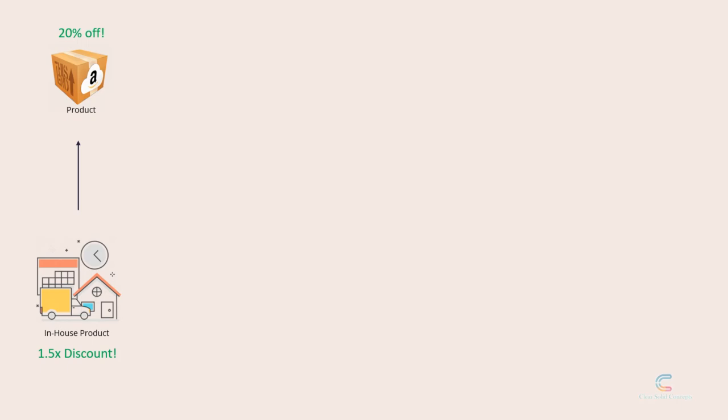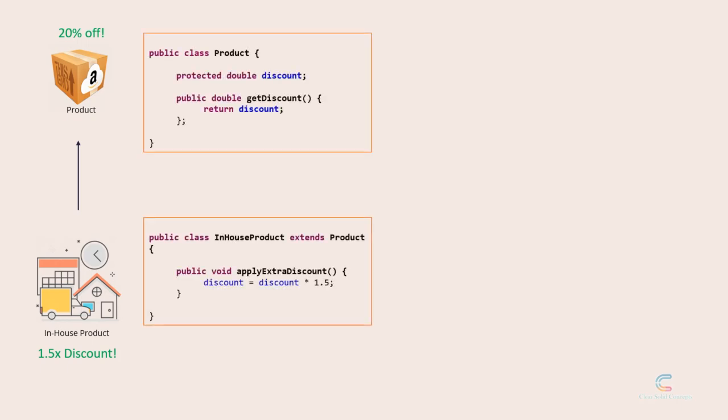Let's start with an initial version. We have a product class which has a discount variable and a getDiscount method which returns the discount percentage. Then we have the in-house product class which has an applyExtraDiscount method that simply takes the existing discount and multiplies it by 1.5. Note that the in-house product does not override the getDiscount method, so it will simply inherit the getDiscount method from its parent, the product class.